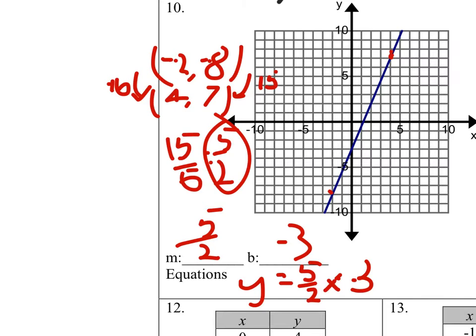My handwriting is nice. Now we have to be careful though. If something like this is on a test, you'd lose a point for this stuff right here. The y-intercept is 0, -3. But the rest of it is really good, okay? So excellent work on that.